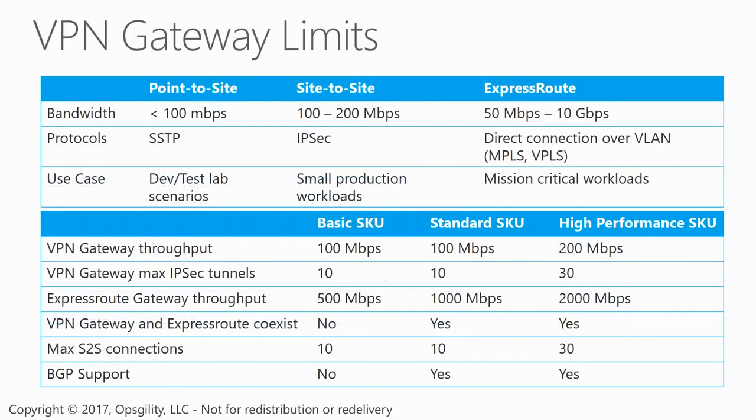If you're using a VPN gateway to connect your VNets, here are some of the limitations to be aware of. I'd say the key one really is that the maximum amount of bandwidth you'll have between two virtual networks connected with a site-to-site VPN is 200 megabits per second. So that's a limitation you definitely want to be aware of.